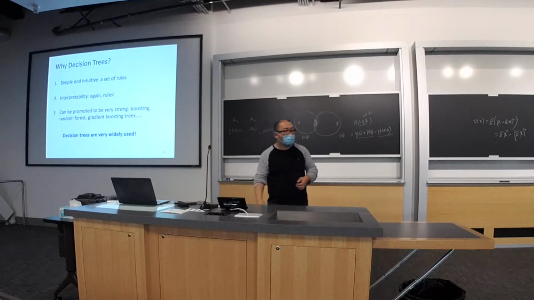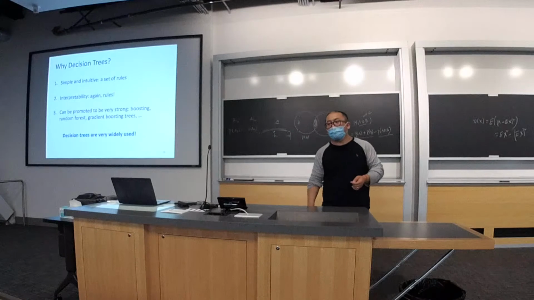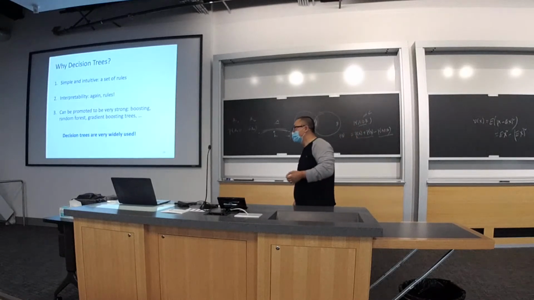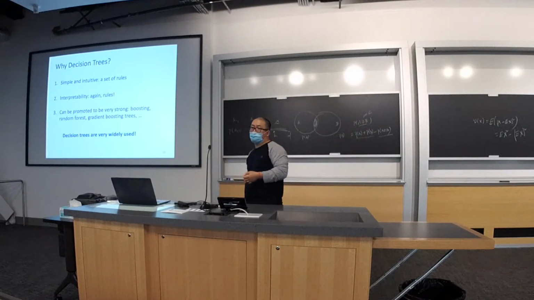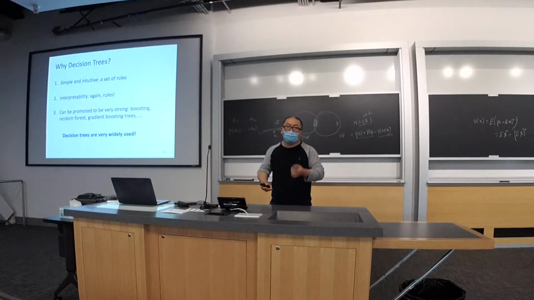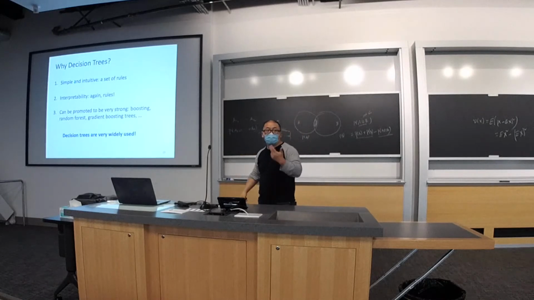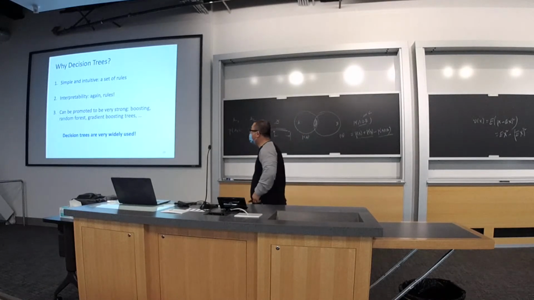It's actually critical for many applications. Consider medical applications, like when you want to make a diagnosis, right? You need to explain to other doctors, or you need to explain to your patients why I give you such a diagnosis, rather than telling, okay, I tell you you got cancer. You don't need to know why. This is actually very critical, and decision trees have very good benefits.